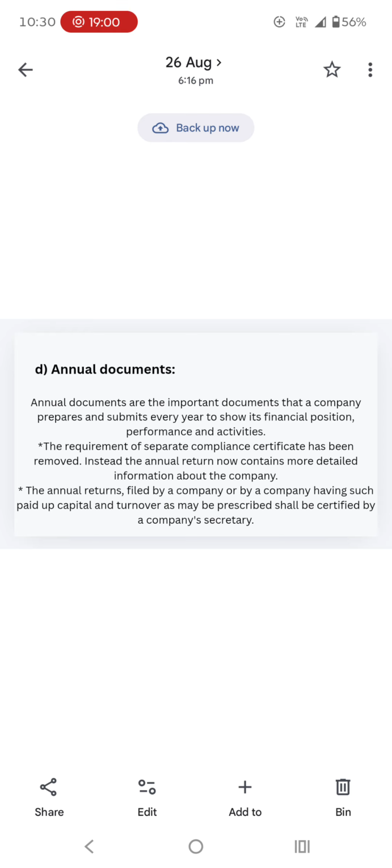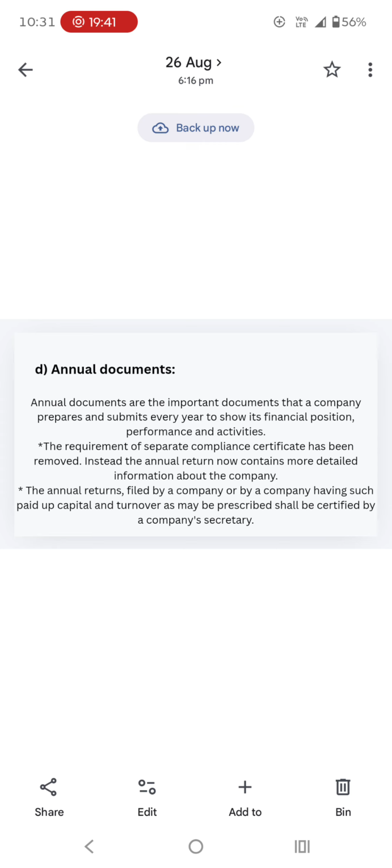The requirement of a separate compliance certificate has been removed. Instead, the annual return now contains more detailed information about the company. Means, first separate documents and separate certificates were prepared to show the annual position of the company, but according to the Act of 2013 it was removed. Instead of that, the annual report now contains more detailed information. In the annual report, all the information, position, financial condition, everything will be included. So the annual return now contains more detailed information about the company.